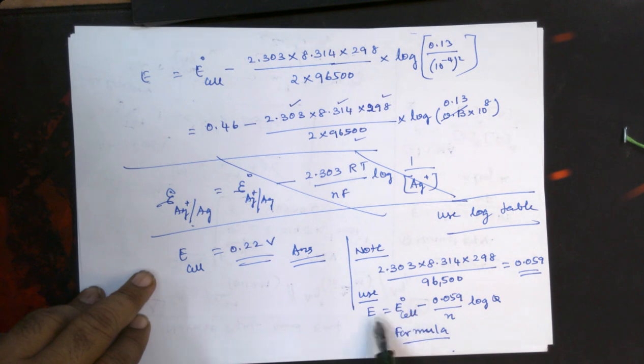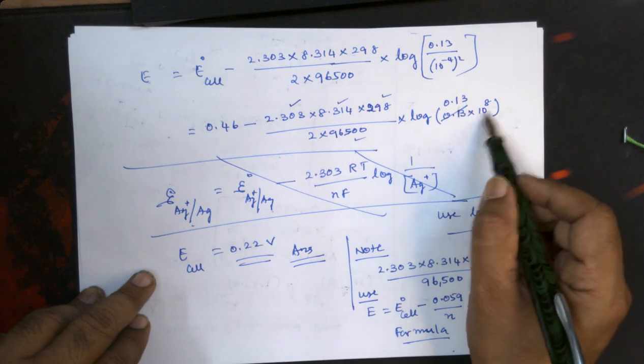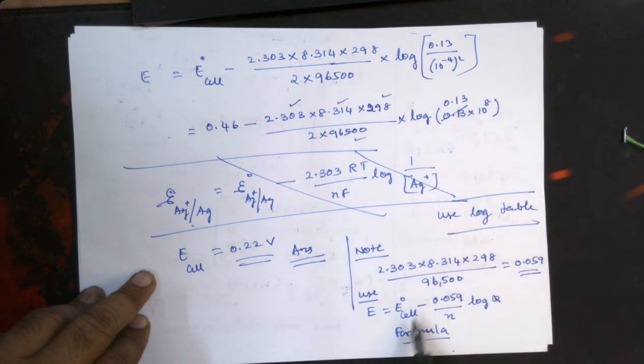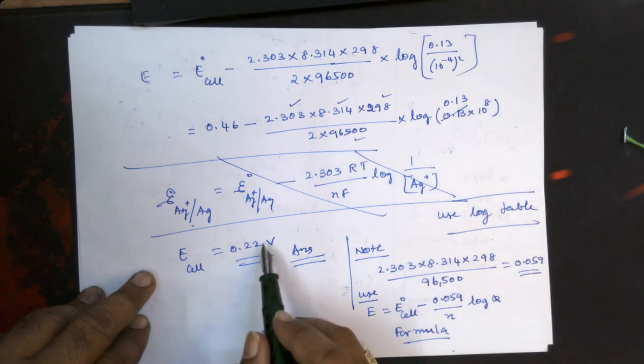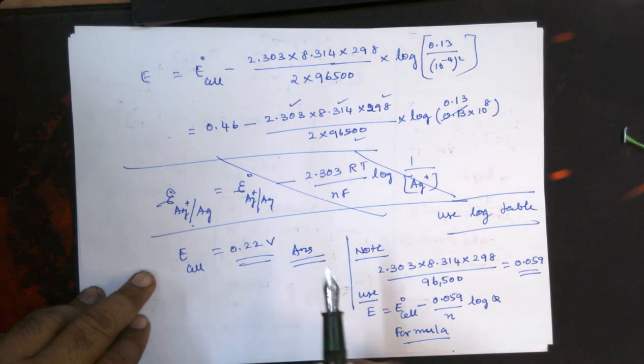So you can introduce this equation, E is equal to E naught cell, we can simplify further, minus 0.059 divided by n into log of Q. So this Q is nothing but 0.13 into 10 power 8. So by using this equation, you are able to get 0.22 volt.